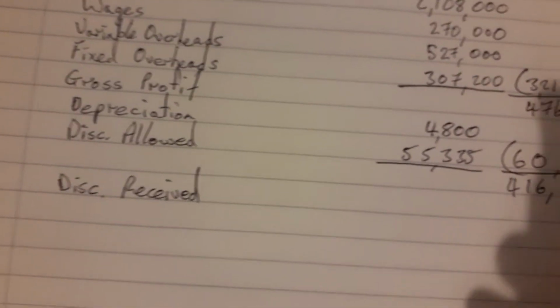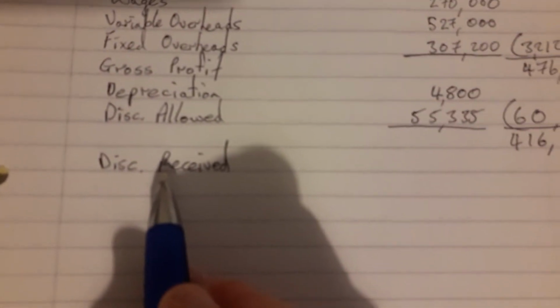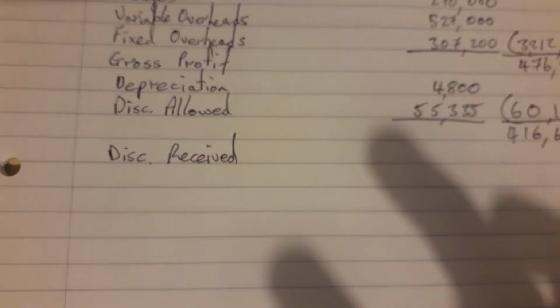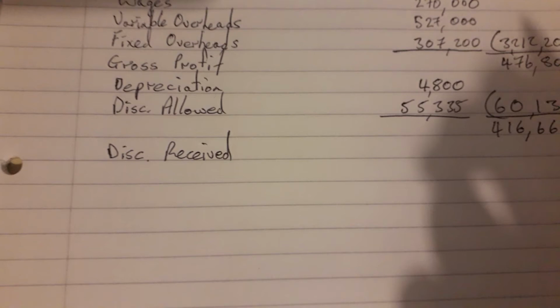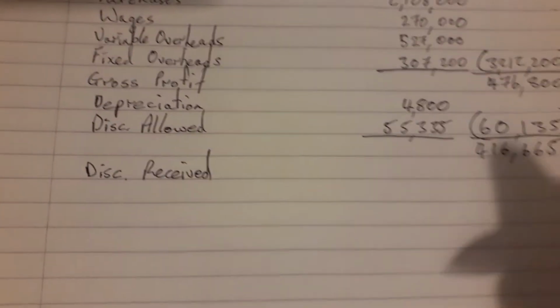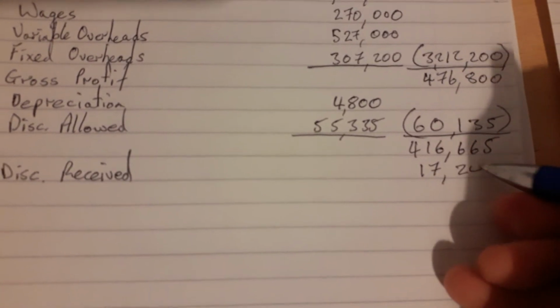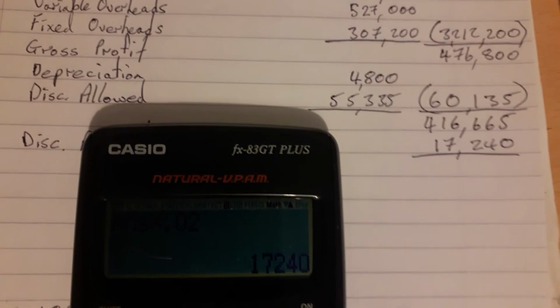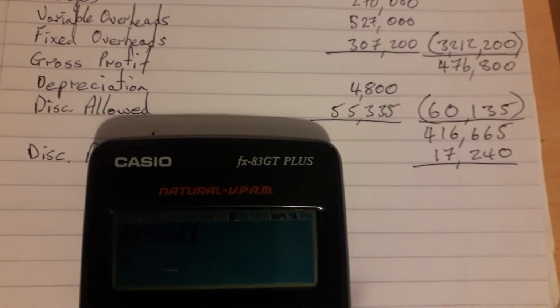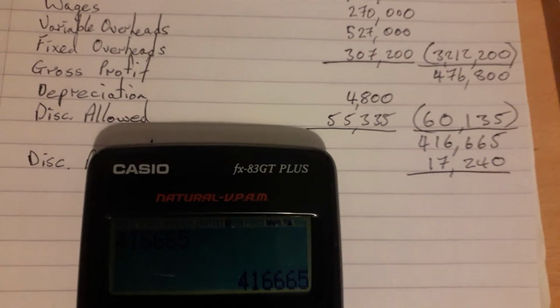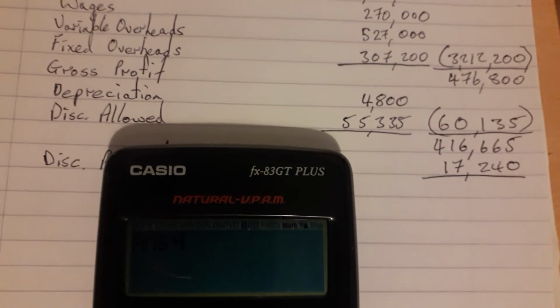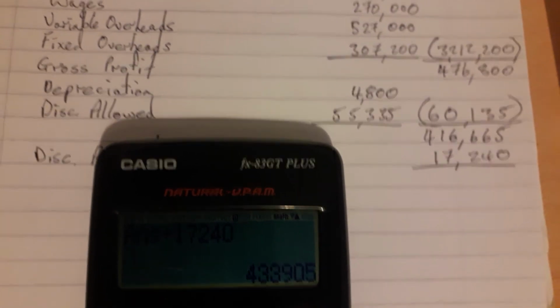So putting that in here is our discount received. As I said before, that is a gain. I mean, that's a discount that the company received. So that increases their profit when the company receives a discount. So we add that on. 17,240, add it on to the 416,665 we already have, and it gives 433,905.